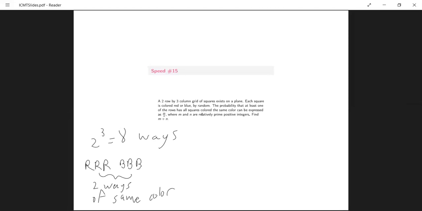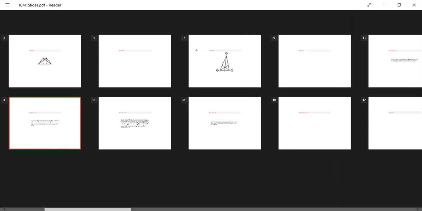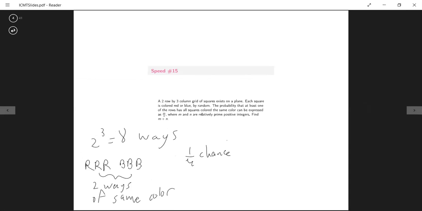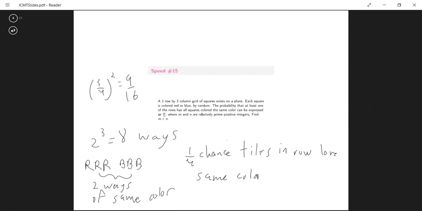So now from this we see that there's a 1/4 probability that the tiles in a row have the same color. Using this, there's a 3/4 chance that a row has tiles of different color. And since we have 2 different rows, there's a 3/4 squared, which is equal to 9/16, chance that all the rows will have different colors. And as we saw, we just calculated the complement of the answer. So our answer is just 1 minus 9/16, which is 7/16.